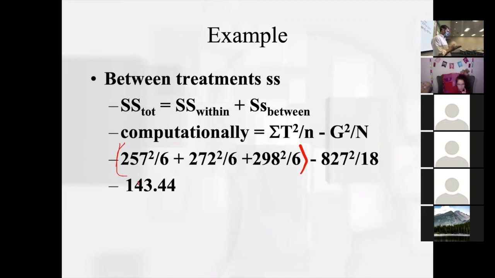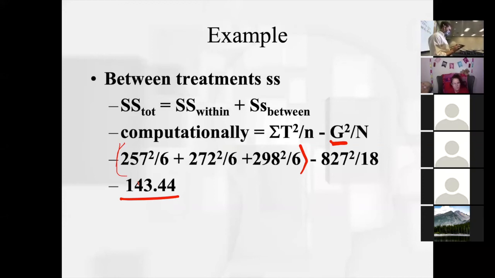And then I'm going to subtract again that g value, which I'm going to square and divide by the number of observations. And when I do all of that, I get a between treatments sum of squares of 143.44.